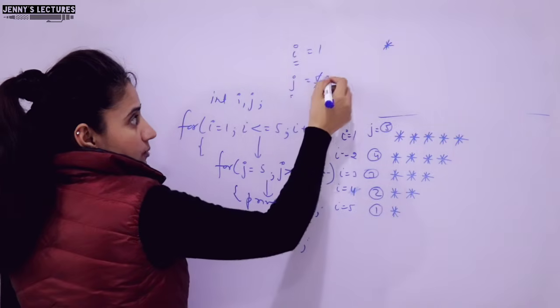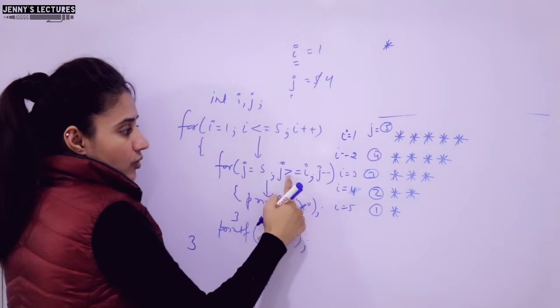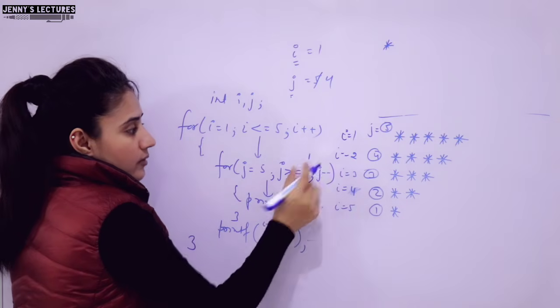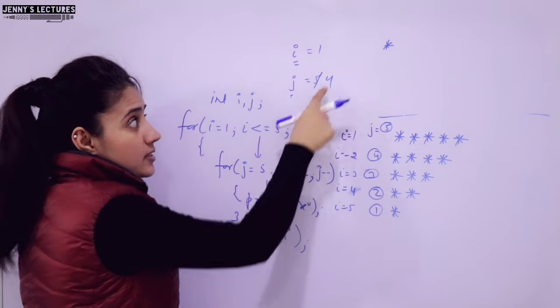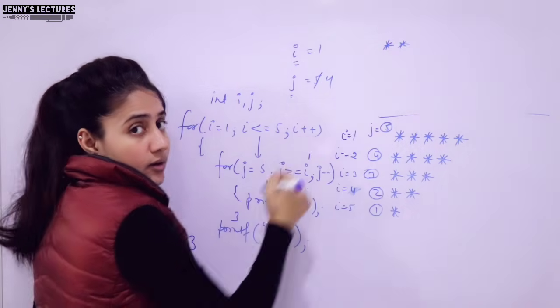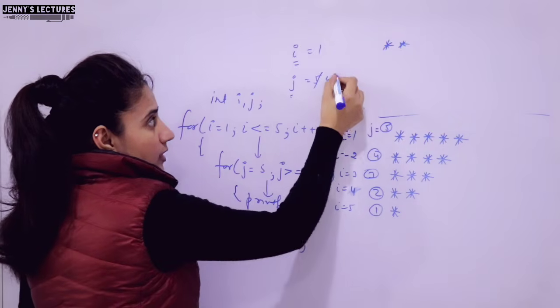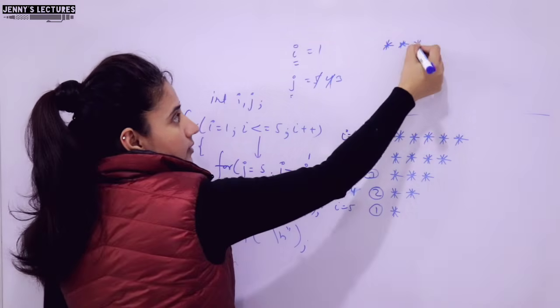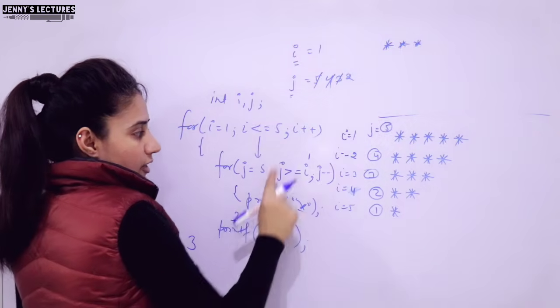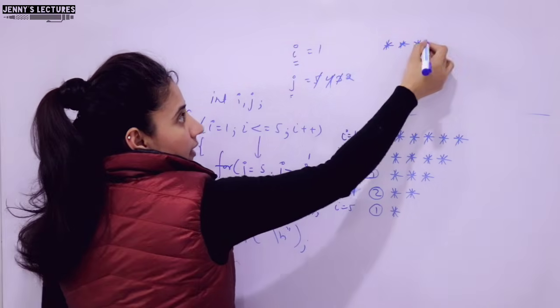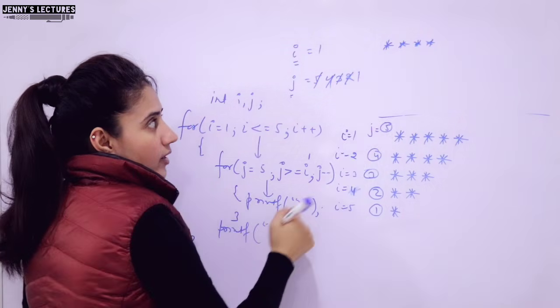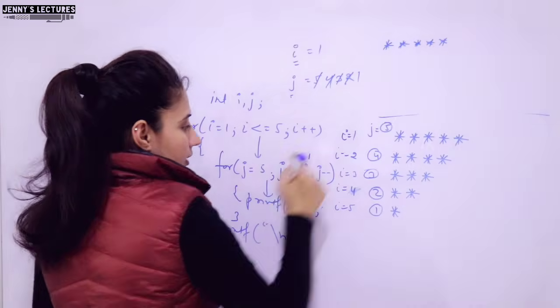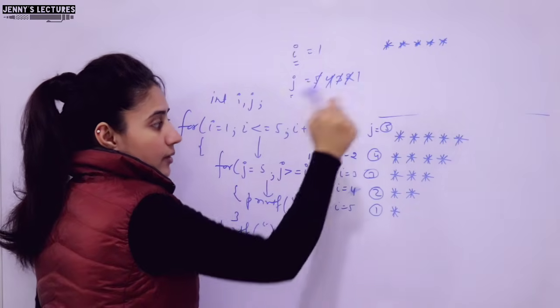Now j minus minus, j becomes 4. Again check the condition: 4 greater than or equal to I, where the I value is 1. Yes, the condition is true, so again print 1 star. j minus minus, 3, the condition is still true, so again print. j is 2, the condition is still true, 2 is greater than or equal to 1, again print. j is 1, the condition is still true, 1 is greater than or equal to 1, yes, so again print.